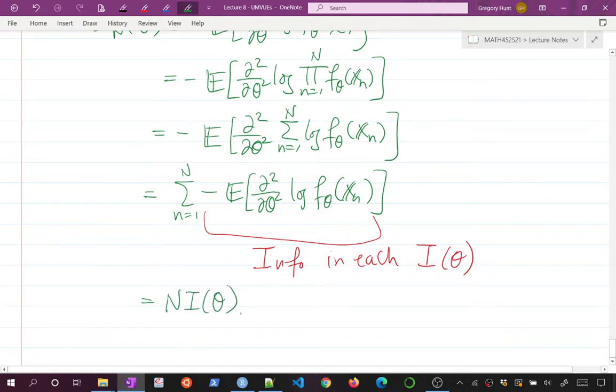So that's where they come from. Independence gives us the fact that we can just add up the information. So that's pretty nice.